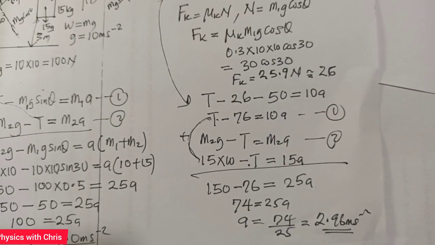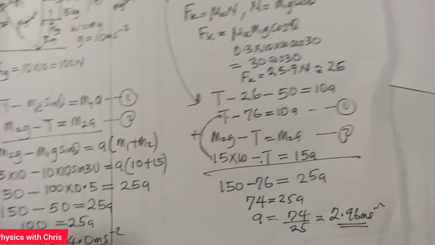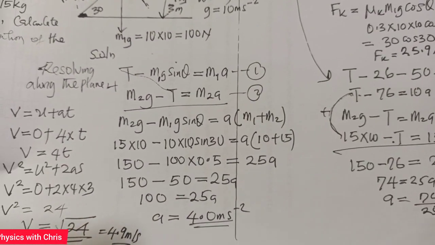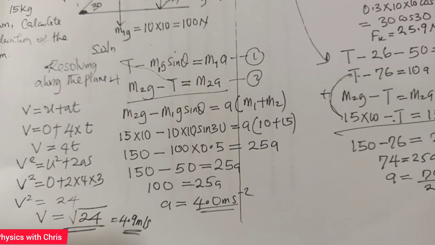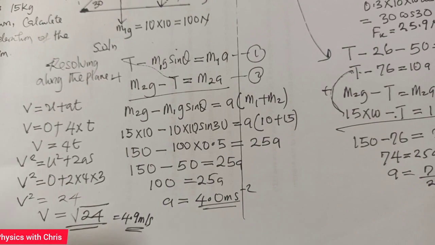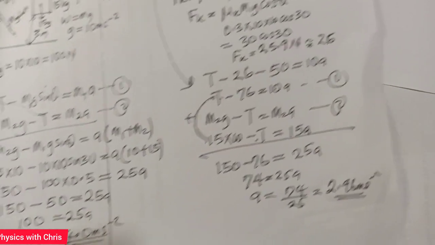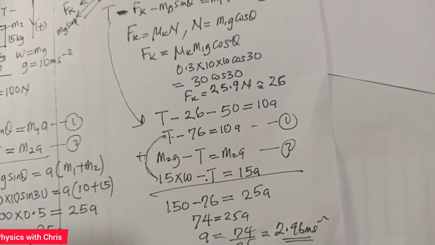Alright, so this is a case where you can see the difference now. Because of frictional force, the acceleration has been affected. When we solved for the acceleration with the smooth inclined plane, the acceleration was 4.0. But with the presence of frictional force, the acceleration has reduced from 4.0 to 2.96 meters per second squared.